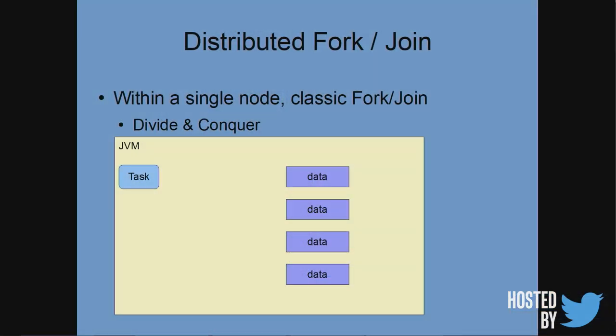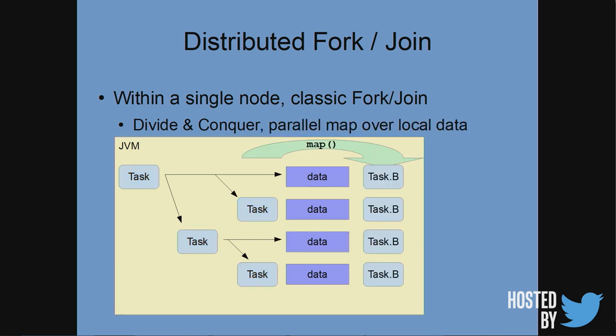You have a task, you have a lot of data, you start breaking the task up to do half and half of the data, and half and half and half, until you get enough data that's big enough to be worth actually starting to do something, and that's a chunk.